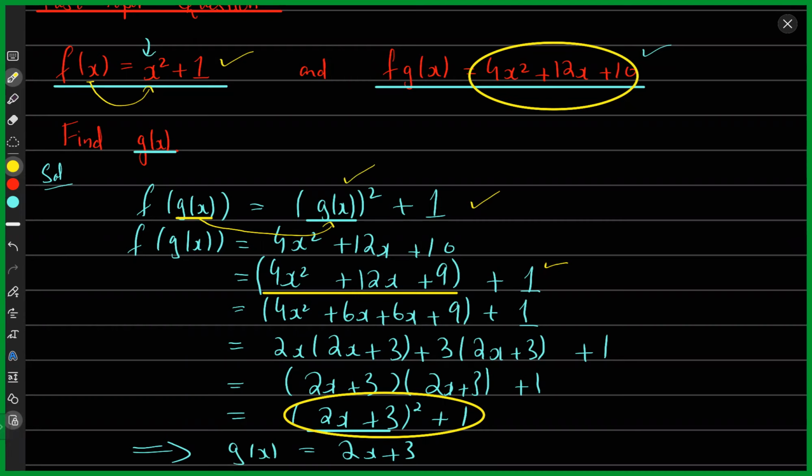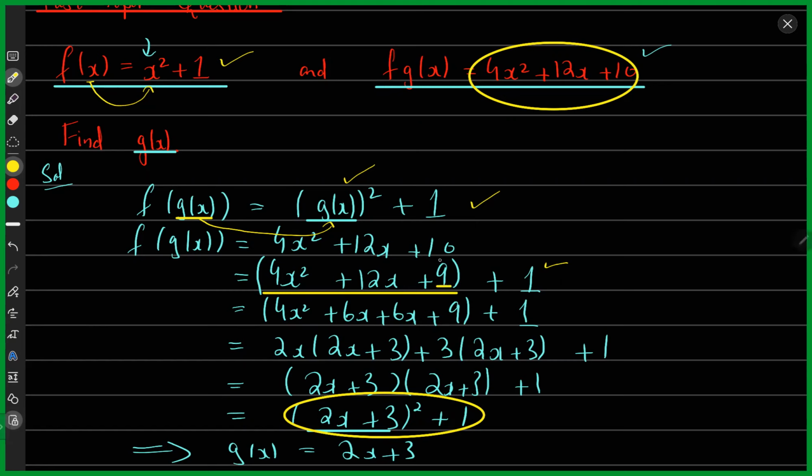Yes, any confusions with this question? Please tell me. No, ma'am. Okay, Munja, what about you? No, miss. Oh, plus 9 here on step number 3. You said 4x squared plus 12x plus 9. Where is step number 3? Yes, this 9?